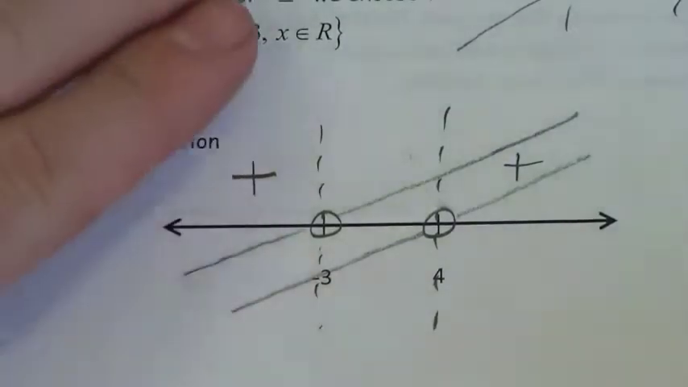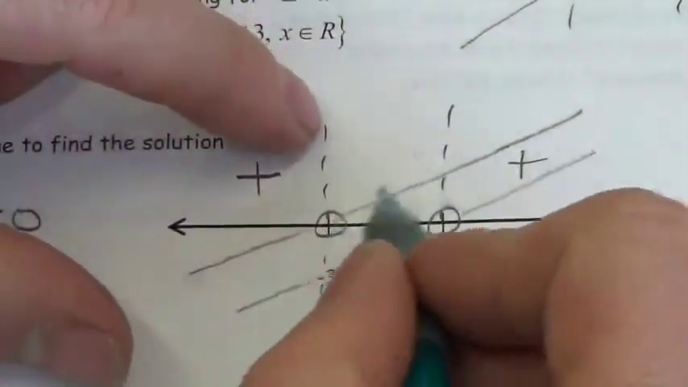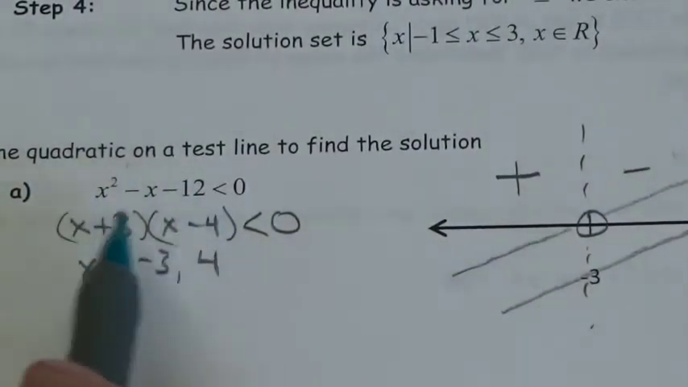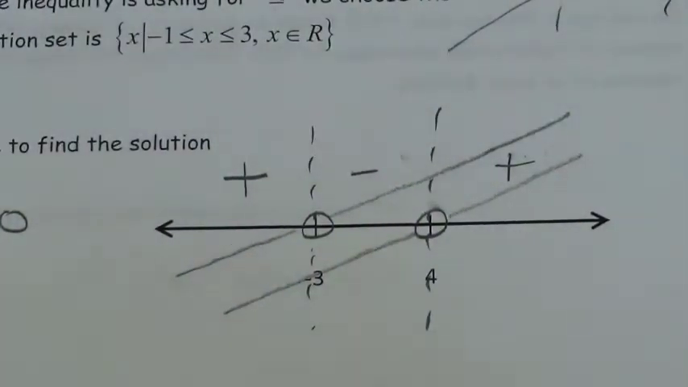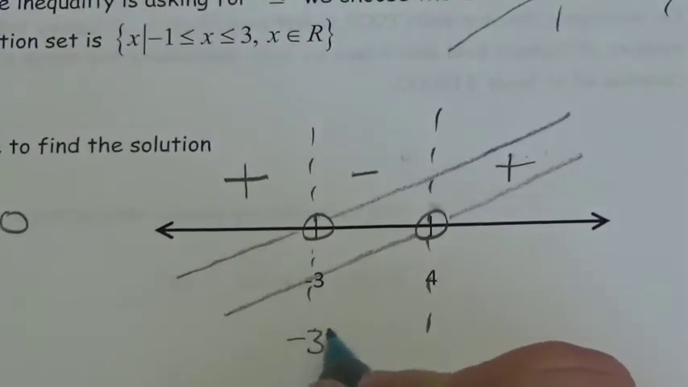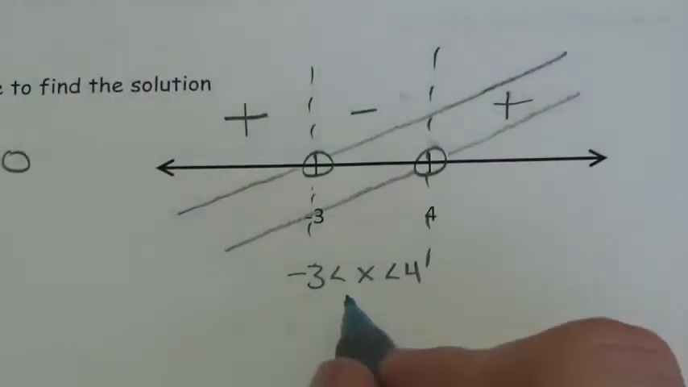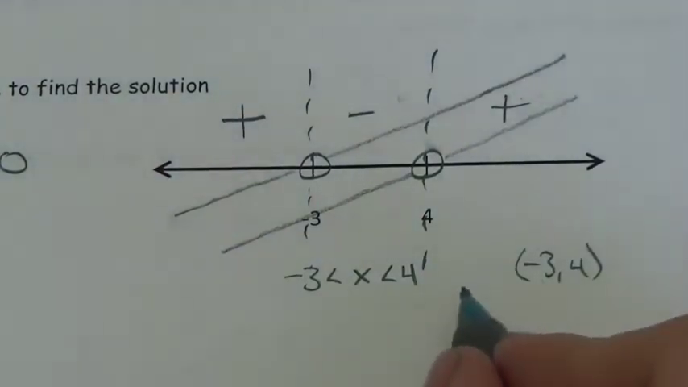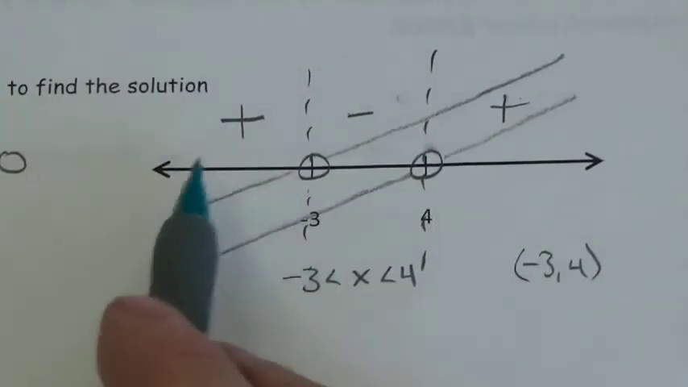In between the negative 3 and the 4, one of those lines is above, one of them is below. This one's going to be positive, this one's going to be negative, so the overall result is going to be negative. So now I can go back to the question. It's asking me, where is this function less than 0? Well, where do I see the negative popping out here? That's in between. So in between negative 3 and 4. Or if you want to use interval notation, that would be negative 3 and 4 with parentheses around it.